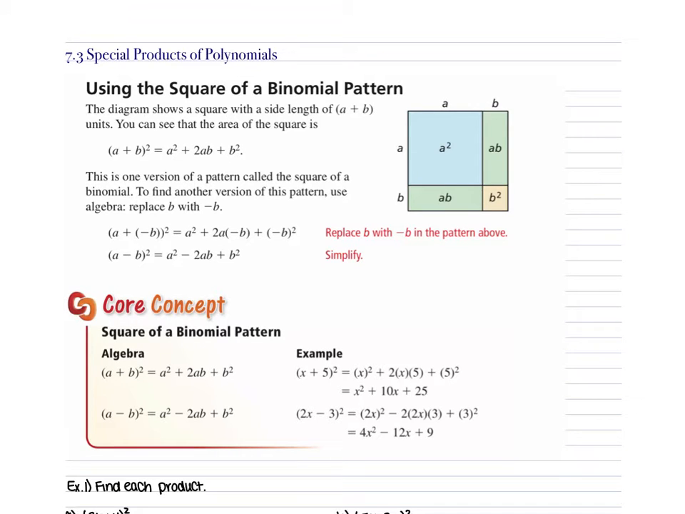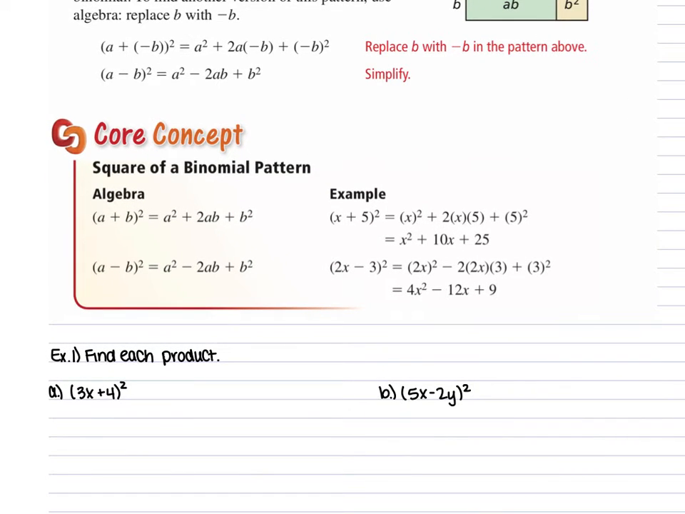7.3 goes over special products of polynomials. So when we're doing these, we're going to start with the square of a binomial. With these, you want to follow this pattern or this formula.